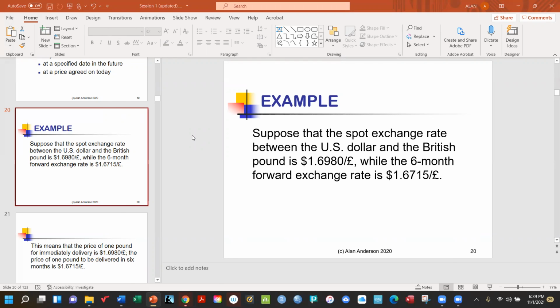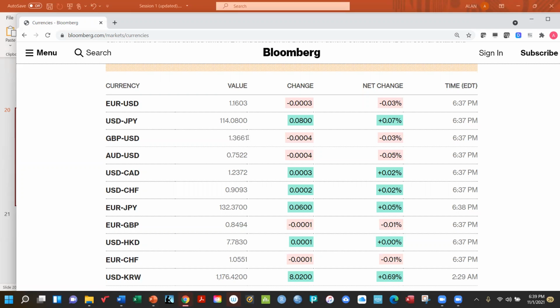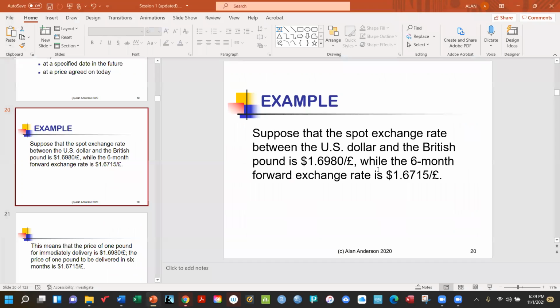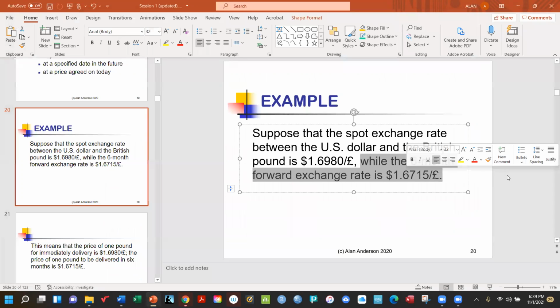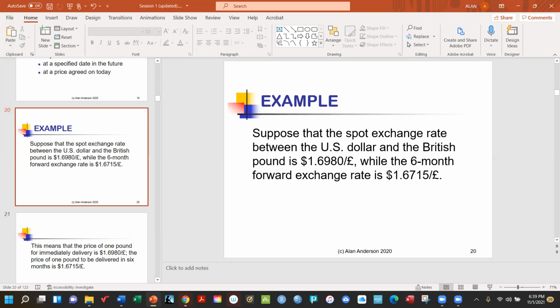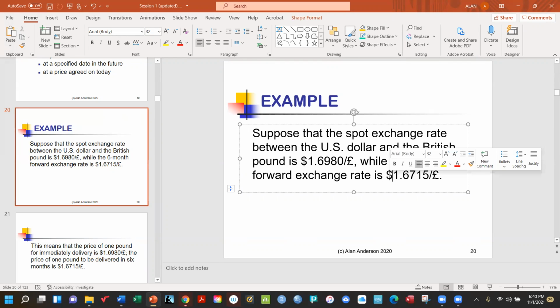Well, I could wait 3 months and buy the pounds at that time. But what if the price goes up? That's going to end up costing me a lot more money. So what I can do instead is approach a counterparty and say, listen, I need to buy British pounds in the future. In this example, it's 6 months. And the counterparty says, sure, no problem. I will enter into this contract with you where you have the right to buy the pounds in 6 months at an exchange rate of 1.6715. So this rate is only available if I'm willing to wait 6 months to take delivery of my pounds.